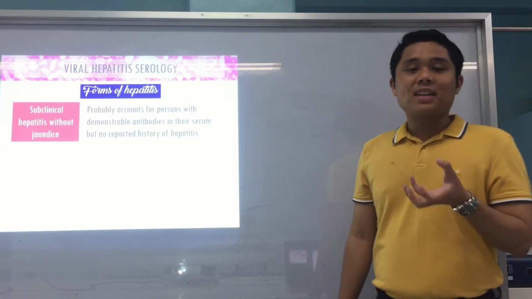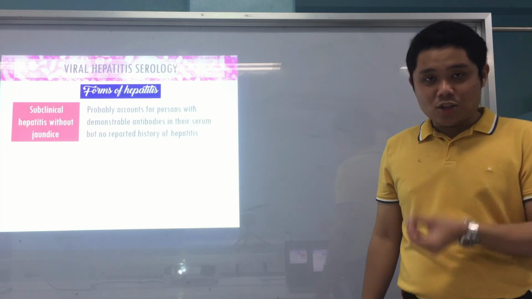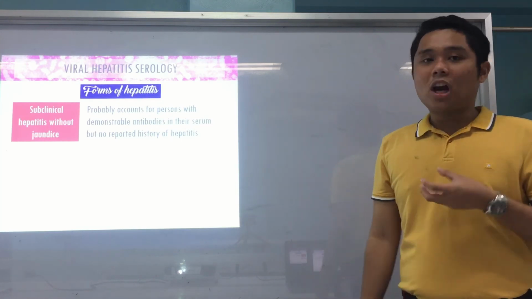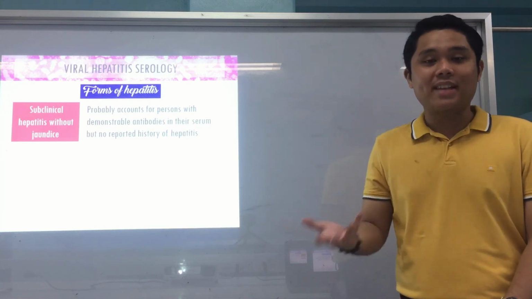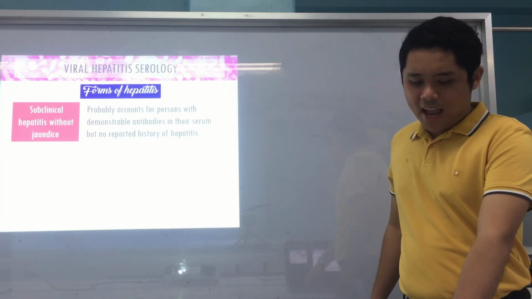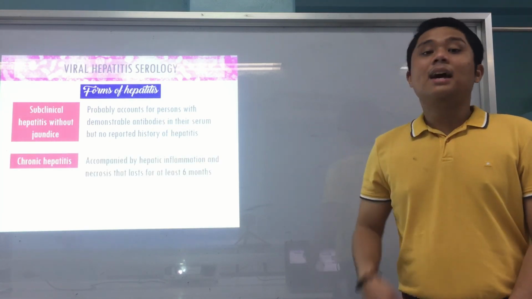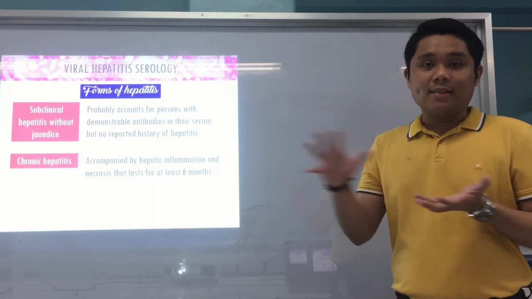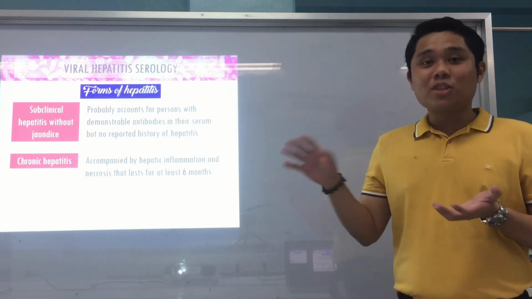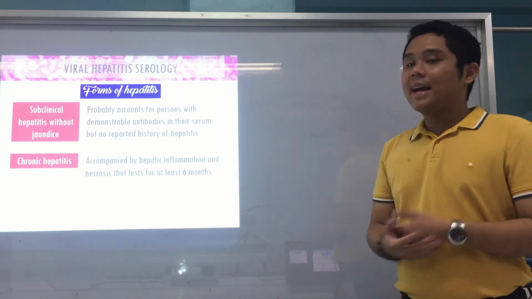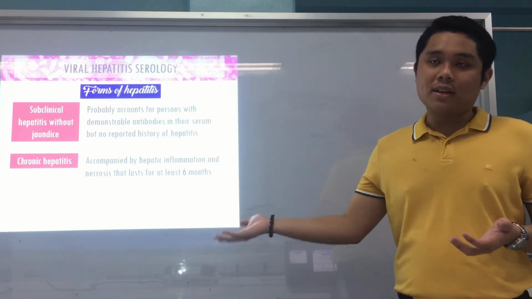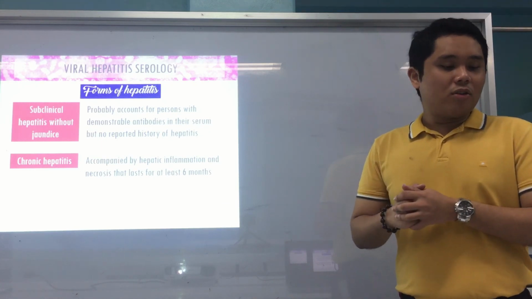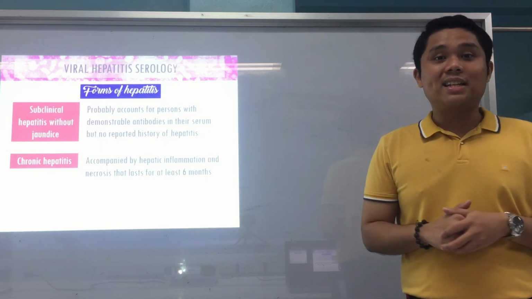Next is, of course, subclinical hepatitis without jaundice. The patient is experiencing hepatitis but has no symptoms, no jaundice, and there are no demonstrable antibodies in the serum. But the patient is experiencing hepatitis. And lastly, chronic hepatitis, long-term. It has been hepatitis for a long time, which led to necrosis and inflammation and even the death of your liver cells, and cancer.